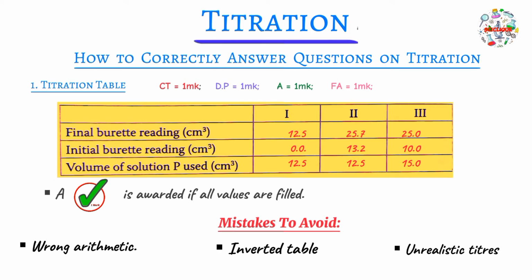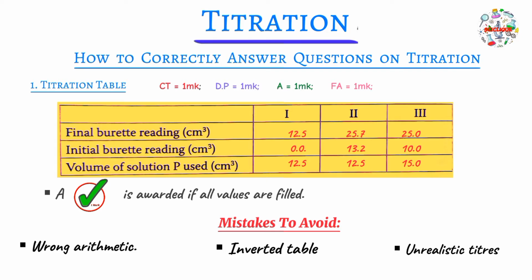The third and final mistake is unrealistic titres, you know, unbelievable titres. If you have questionable ones, which are less than 1 or more than 50, guys, the maximum volume of a burette is 50. How can it be possible for you to have more than 50 and less than 1? Impossible, right? So if you have such unrealistic titres, what will happen is that you're going to lose half a mark.